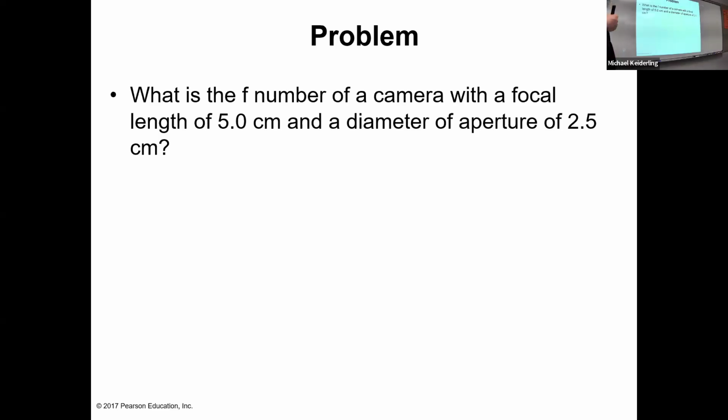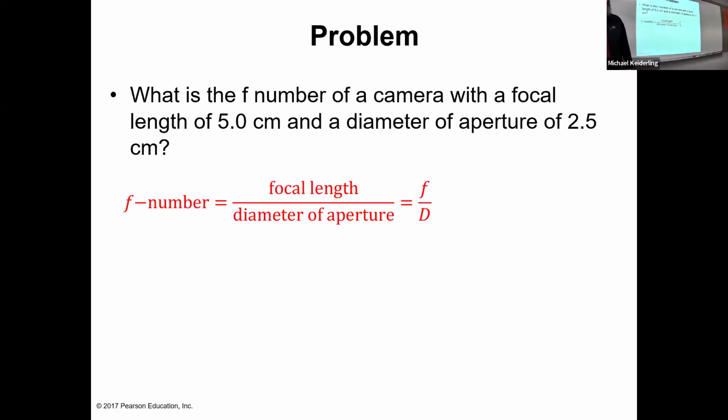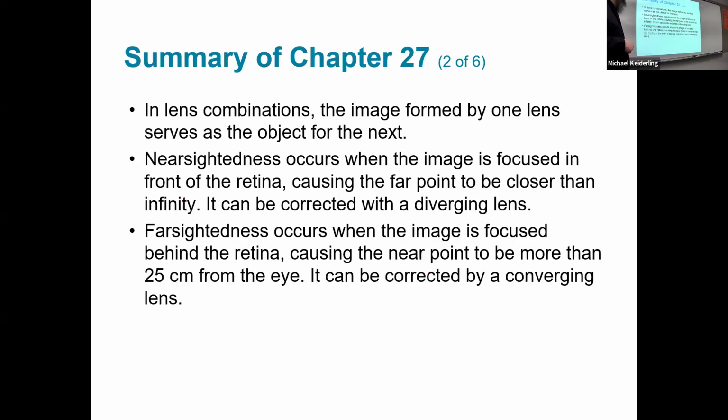So what is the F number of a camera with a focal length of 5 centimeters and an aperture diameter of 2.5 centimeters? The F-stop or F number is the focal length over the diameter of the aperture. So that will be f over D, 5 centimeters over 2.5 centimeters. That has an F-stop of 2.